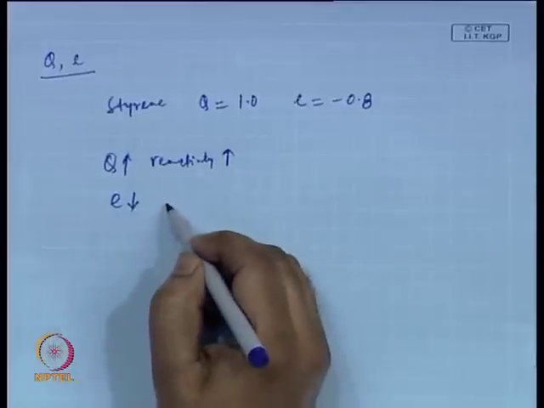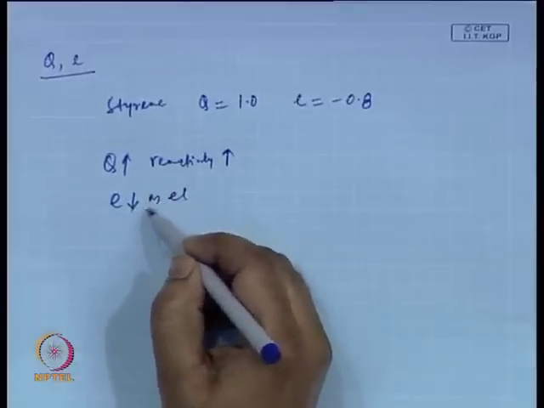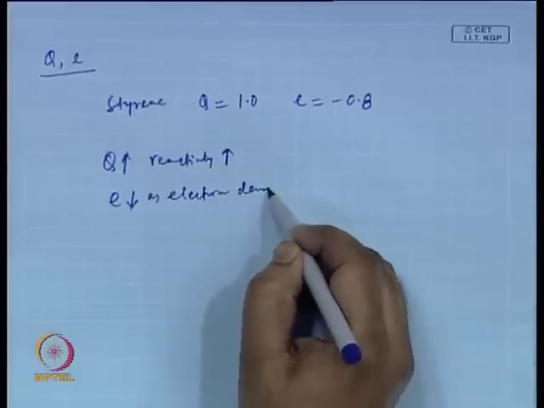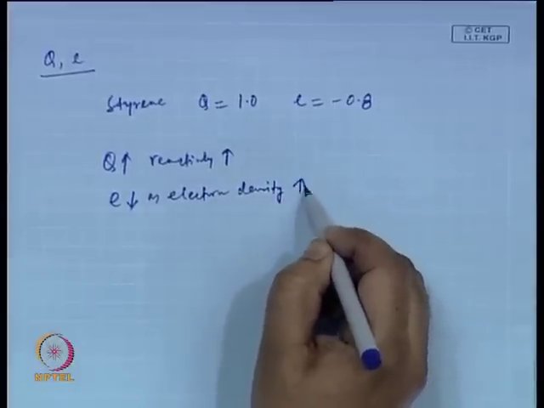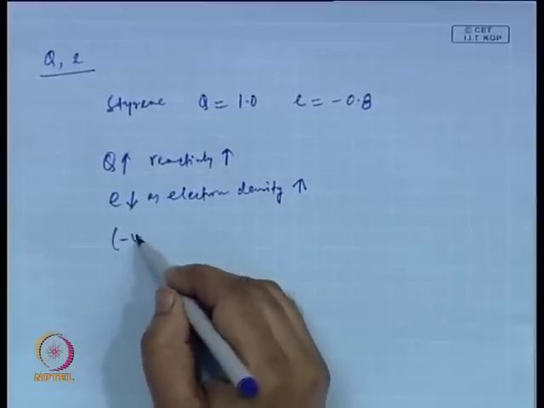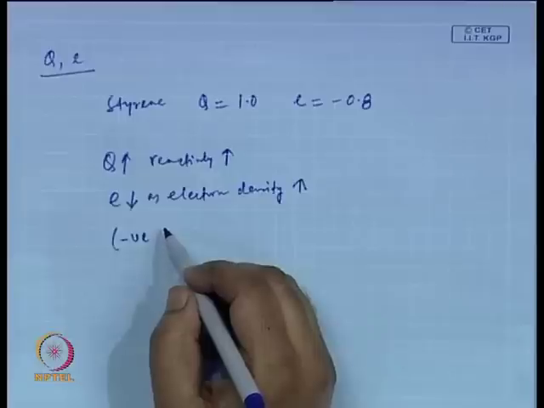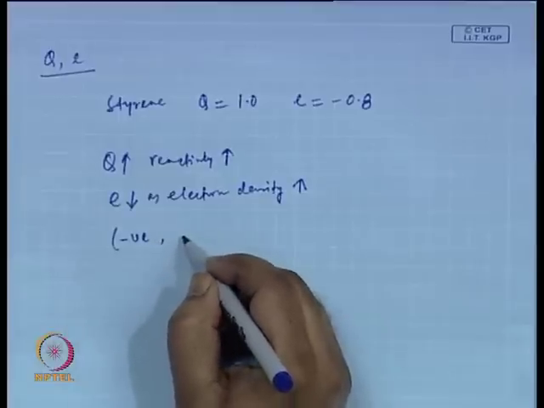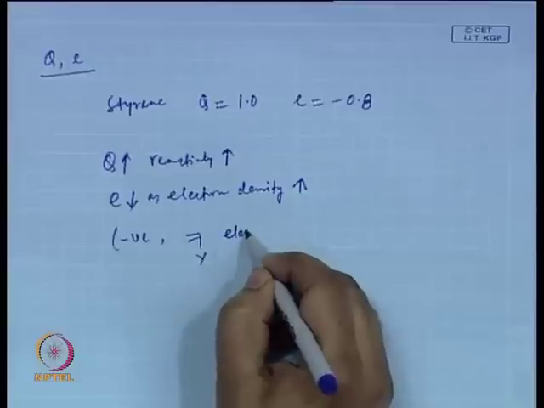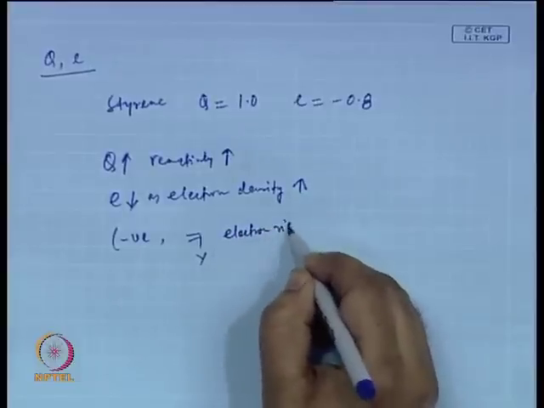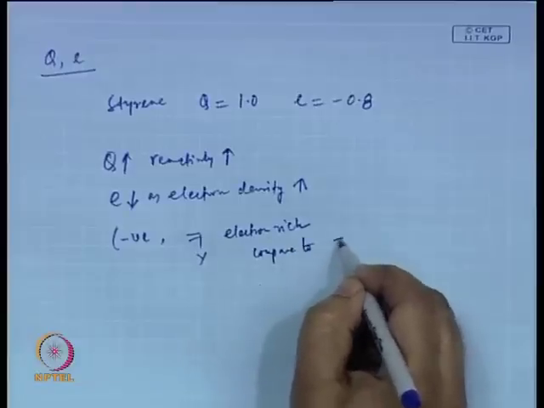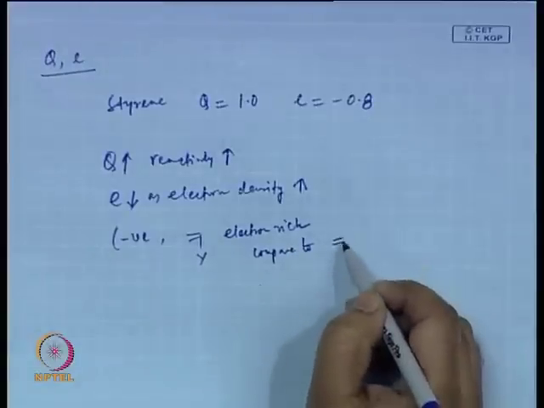So, as electron density goes down, E goes down, and as electron density goes up, E goes up, and the value is negative, E is negative, when the double bond in, say, this monomer is electron rich compared to an ethylene molecule, which is a simple plain double bond.